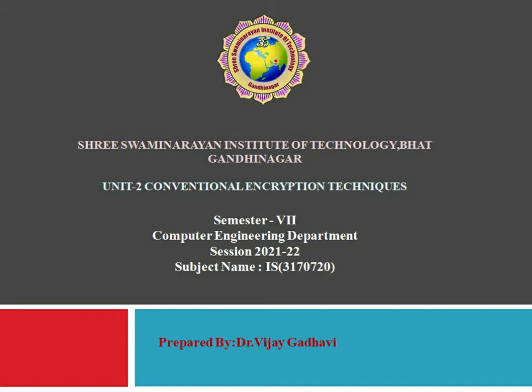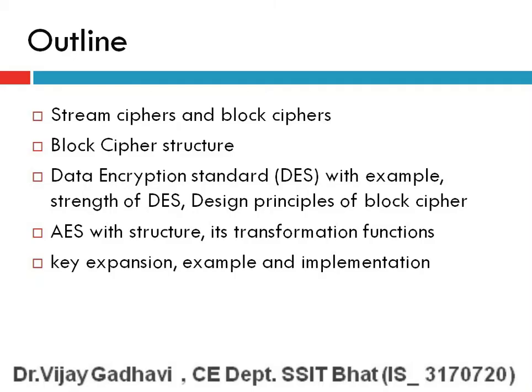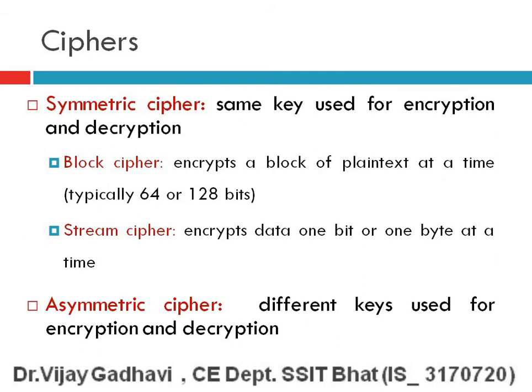Now we are starting conventional encryption techniques. Chapter number 2, unit number 2. The outline of this unit is stream cipher and block cipher, block cipher structures, Data Encryption Standard with example, strength of DES, design principles of block cipher, AES with structure, its transformation functions, key expansion, example and implementation.